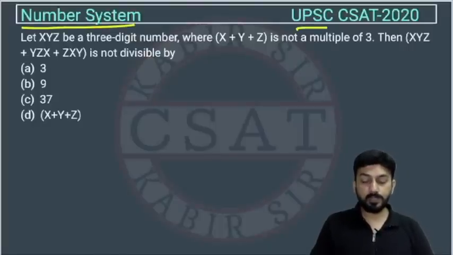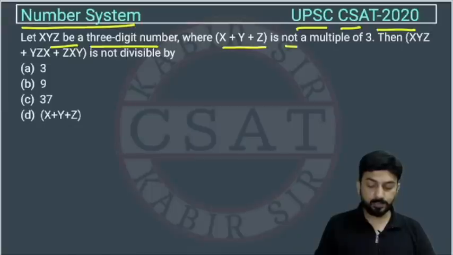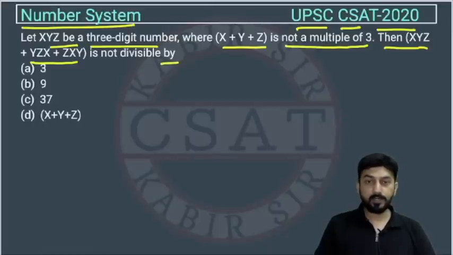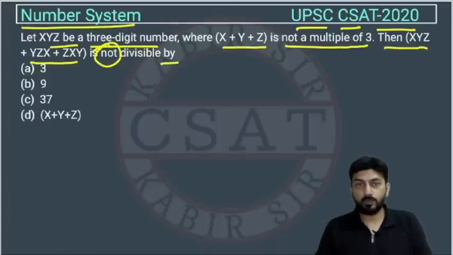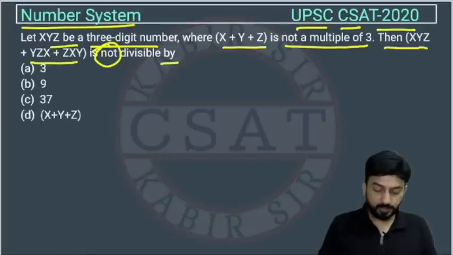CSAT exam of 2020. Let XYZ be a 3-digit number where x plus y plus z is not a multiple of 3, right? Then xyz plus yzx plus zxy is not divisible by, so we have to find that this number is not divisible, right? So we know xyz is not divisible by 3, okay? So the rule of divisibility of 3 is that we add the digits of the number and see whether it is divisible by 3 or not.